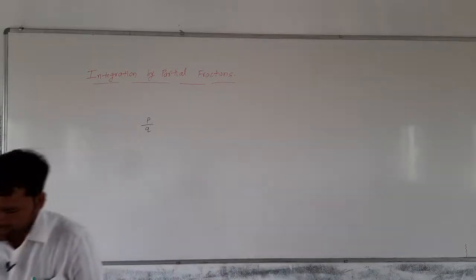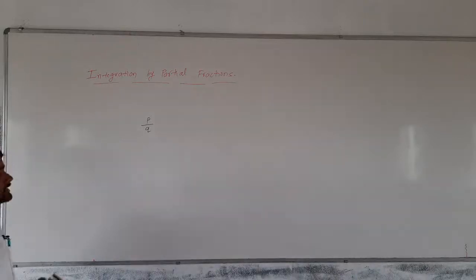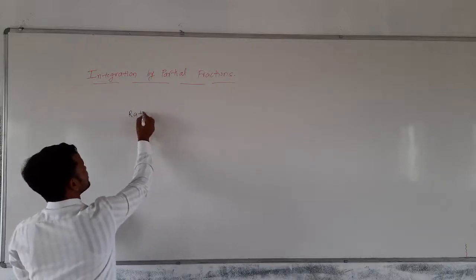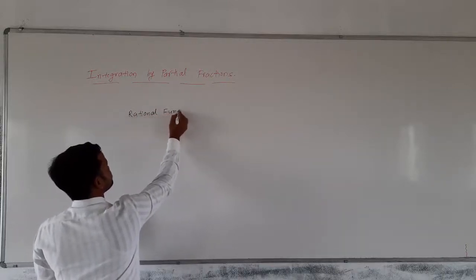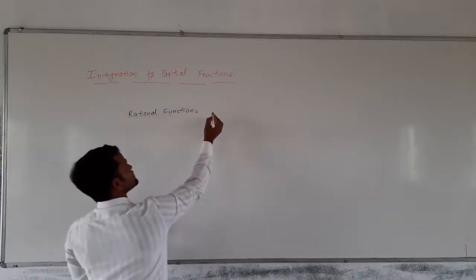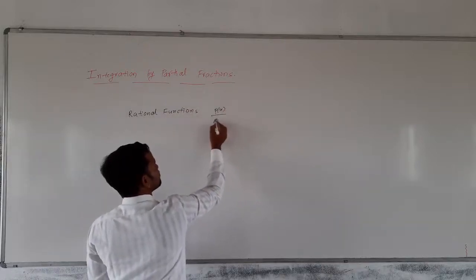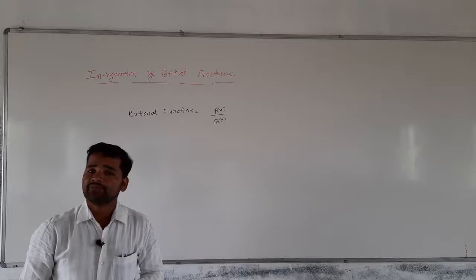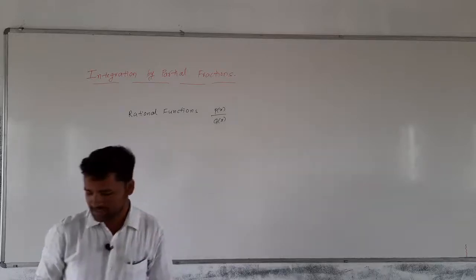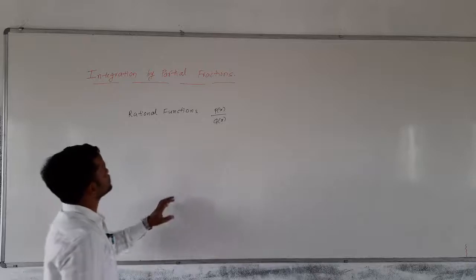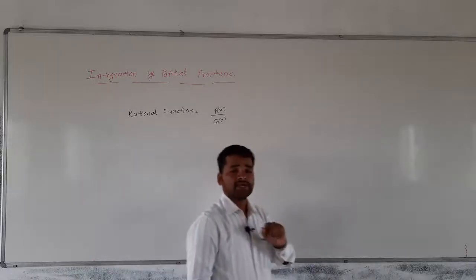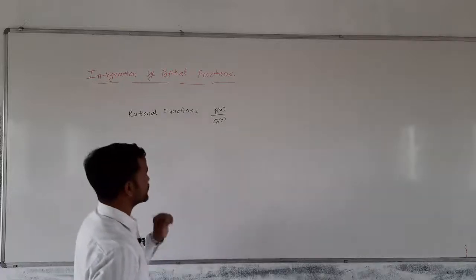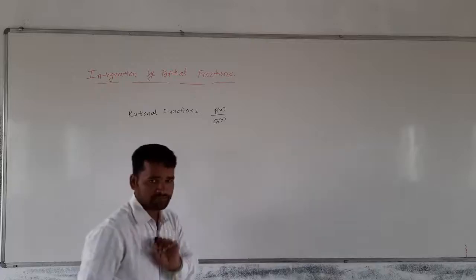In the same way, here we will be integrating rational functions. What are rational functions? Rational functions are functions of the type p of x by q of x, where p and q are polynomial functions. P of x by q of x form is known as a rational function, where p of x and q of x separately are polynomial functions. Okay, rational functions we are going to integrate. That is the first thing.